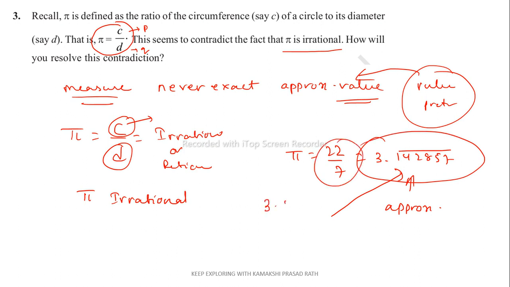Generally we use 3.14. That's the basic thing. 3.14 for calculation, but remember this is an approximate value. This is not an exact value. Same thing, 22 by 7. This is also an approximate value for calculation only. Hence pi is always an irrational number.